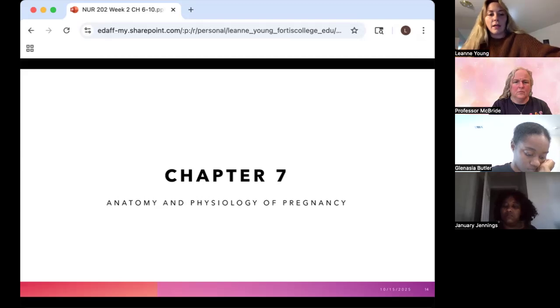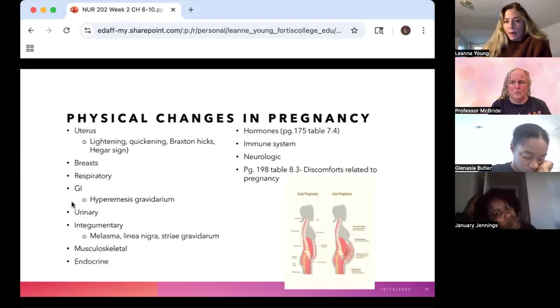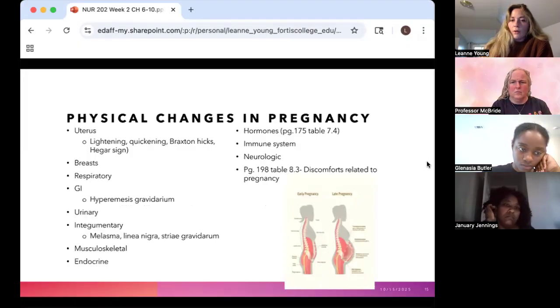Which is the anatomy and physiology of pregnancy. So obviously in pregnancy, the mom is undergoing lots of physical changes. So first of all, the uterus, obviously it's going to expand in size and change shape due to increases in progesterone and estrogen. So some important things to remember your definitions of are lightening, quickening, Braxton Hicks, and your Hegar sign. So lightening occurs between 38 and 40 weeks.